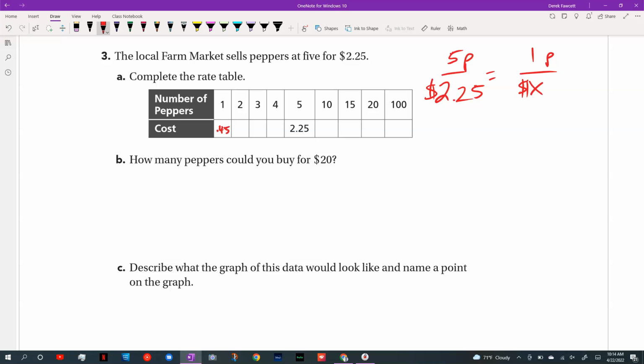There are many ways to get that. You didn't have to do it the way that I did it there, but there are many ways to get 1 pepper is 45 cents if 5 are $2.25. Okay? So if 1 is 45, you keep adding 45 cents. Like for 4 peppers, you should have $1.80. Add 45, you get $2.25. Add 45 to $2.25, you get $4.50. And you keep going, and with 100, it should be $45.